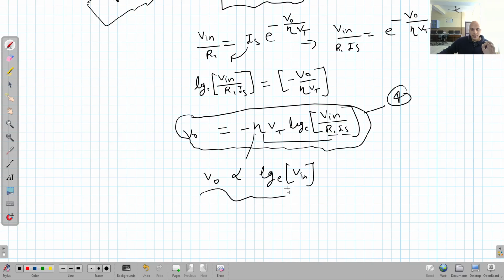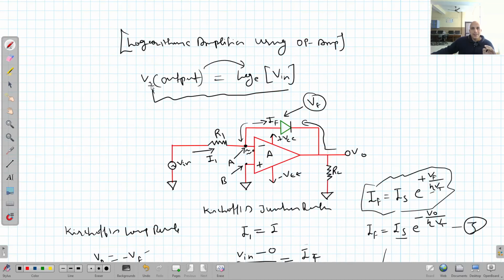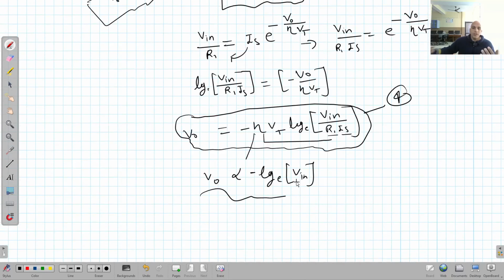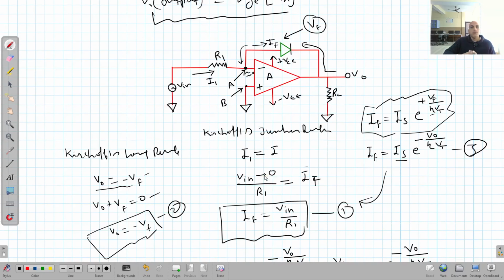So whatever I said in the beginning, and one important thing is it is negative also. It is negative because we are using the inverting terminal of the operational amplifier, right? So whatever I told in the beginning, that V output will be directly proportional to the logarithm of V input, is proved here in these equations. So this is all about the logarithmic amplifier, right? It is going to perform the mathematical operation of log.